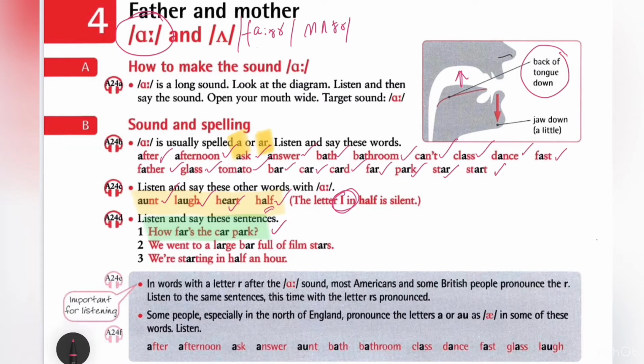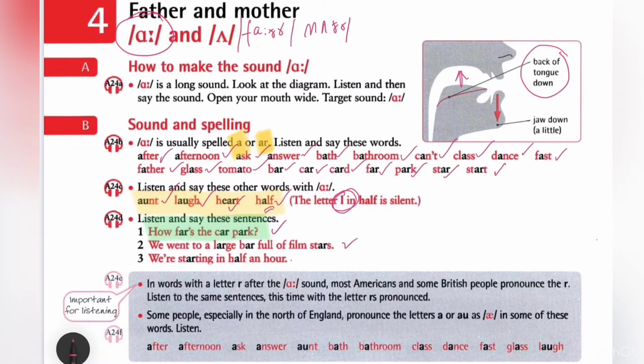We went to the large bar full of film stars. We went to a large bar full of film stars. Try to exaggerate. Of course, we don't speak like that always. But with exaggeration, it's a good way of learning the sound, because, again, remember that these sounds are not ours in our language. So it's difficult to pronounce it. So let's exaggerate so we can take it. We went to a large bar full of film stars.